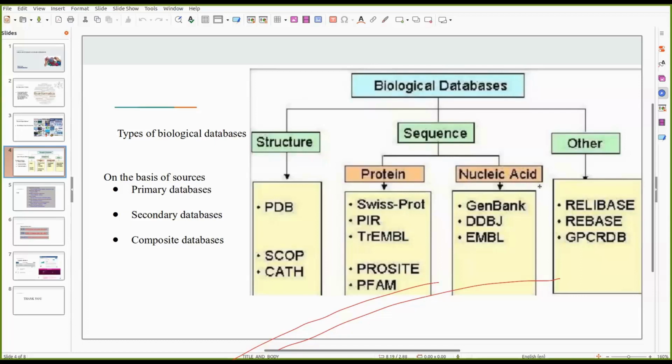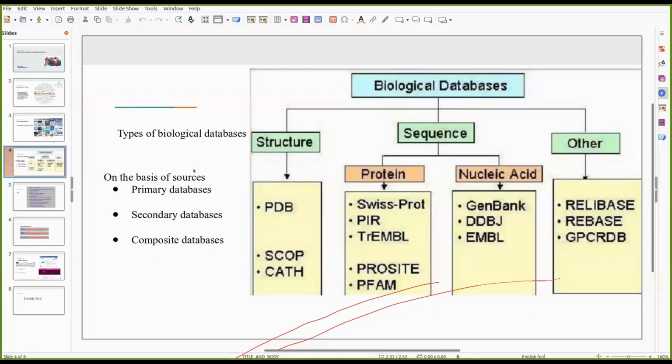For nucleic acids, you have GenBank, the DDBJ, the EMBL, and others could be like Relibase, REBASE, and the other one. Majorly, biological database sources could be divided into three: the primary database, the secondary database, and then the composite database.